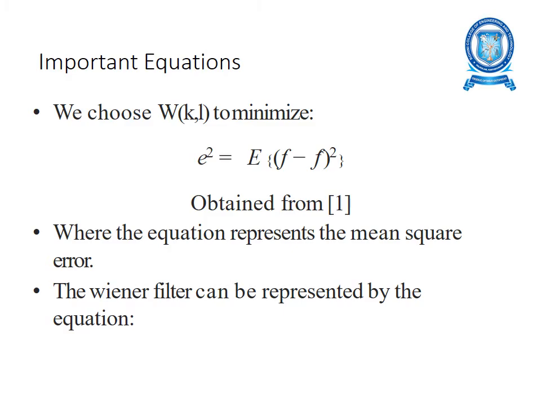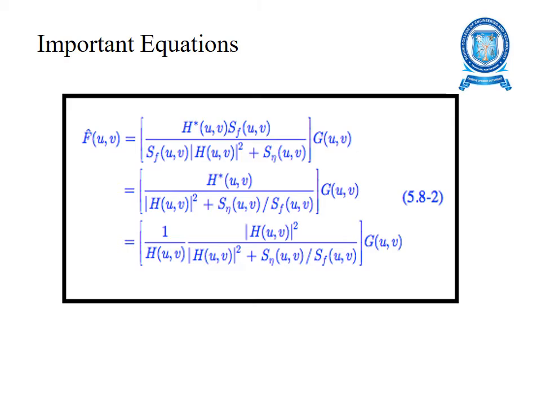Some important equations: we have to choose W(k,l) in order to minimize E[(f - f̂)²], which is obtained from equation 1. This represents the mean square error, and the Wiener filter can be represented as F̂(u,v) equal to H*(u,v) Sf(u,v) divided by Sf(u,v) |H(u,v)|² plus Sη(u,v), times G(u,v). These are some standard important equations that have to be noted in Wiener filtering.